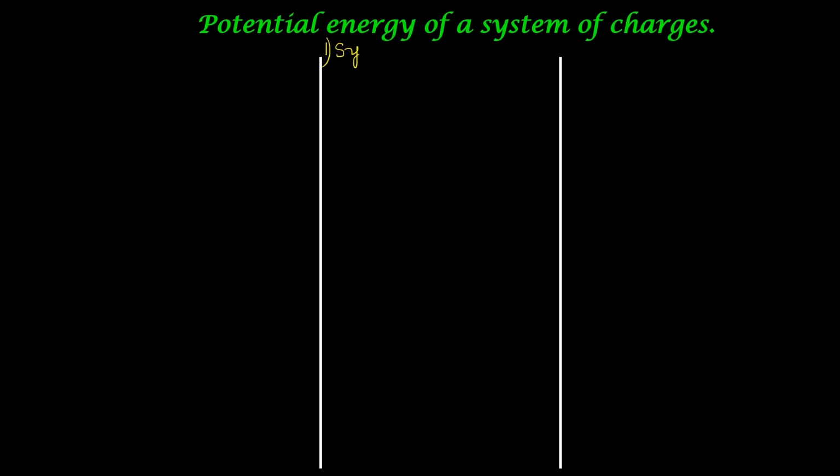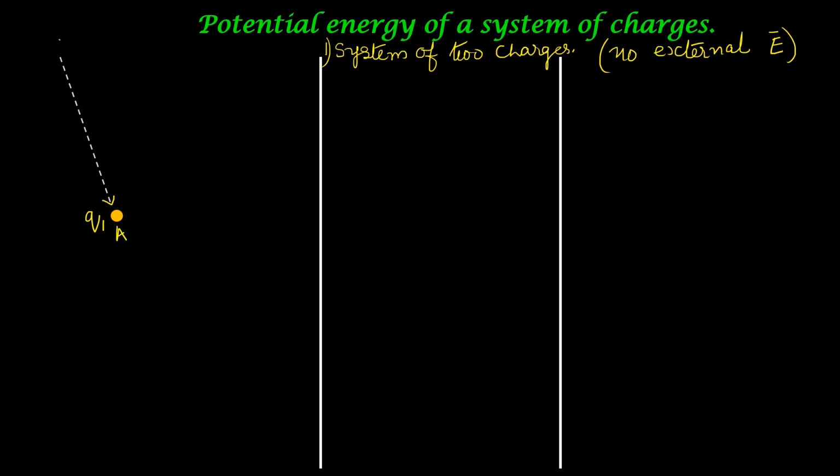We will start with a system of two charges and the location has no external electric field. It is a location where there are no charges initially. The two charges are not brought together to the location. Instead, they are brought one by one. So the first charge Q1 is brought to the location at a point A and it is brought from infinity.